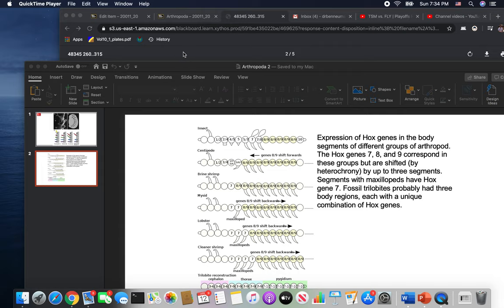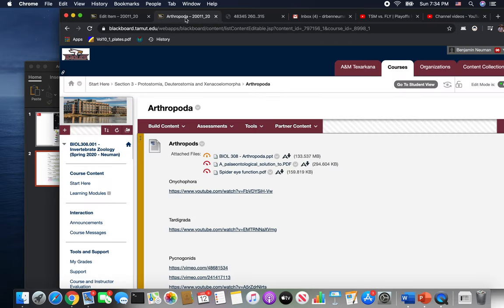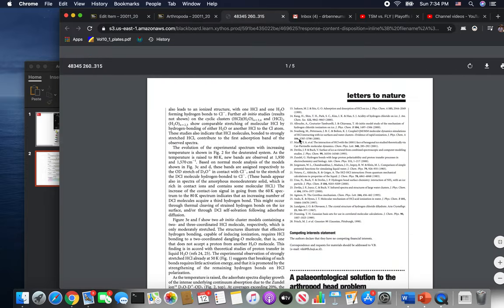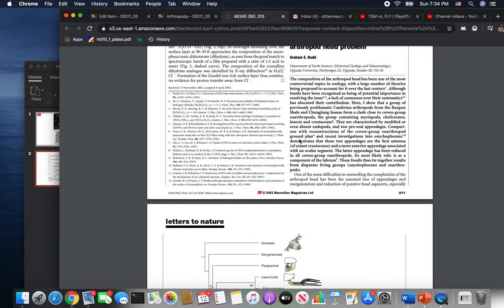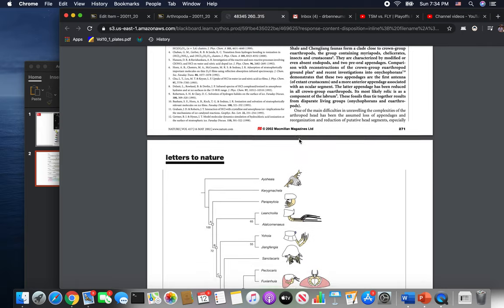Arthropods. So the next thing we're going to do is look at this paper. If you're on the website, it's called a paleontological solution to .pdf. And when you click that, it's going to open up a little thing like this, which is kind of neat. So this was in Nature. This is some pretty good science.